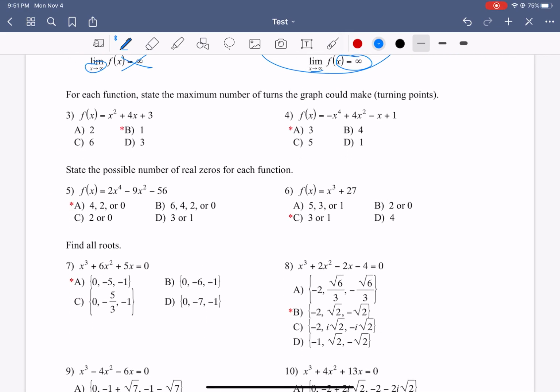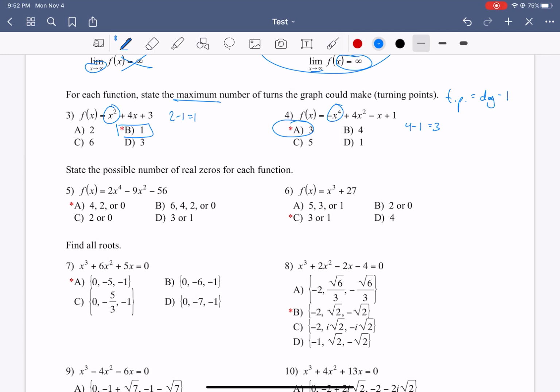Number 3 and 4, we're also just using the function. We don't have to graph this. We want the maximum number of turning points. The maximum number of turning points is just the degree minus 1. So we're just looking at that highest degree term to find the degree of the polynomial. So we're doing 2 minus 1 here to get 1, and then 4 minus 1 here to get 3.